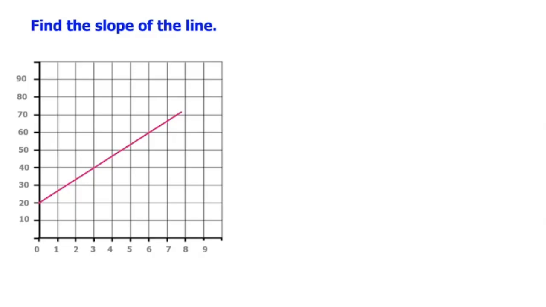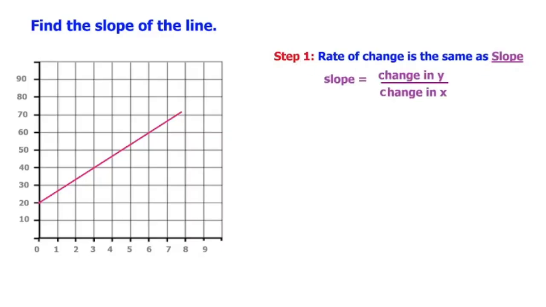In today's video, I'm going to teach you all the tricks you need to know on how to find the slope of a line. Okay, so we have a problem here. It says find the slope of the line, and here's our line, and we have our x-axis and our y-axis here, okay? So first step is to understand that the rate of change is the same as the slope. Okay, so the slope equals the change in y over the change in x. And like we said, this is the x-axis, this is the y-axis.